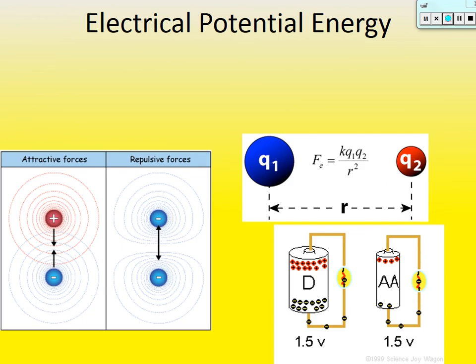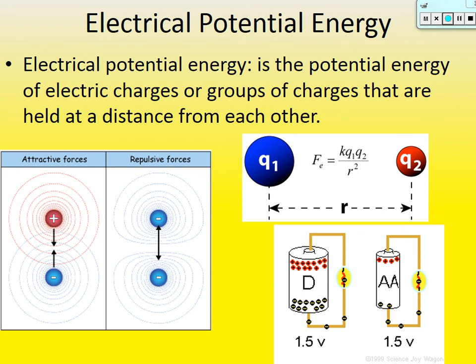Okay, let's move on. Electrical potential energy is the potential energy of electric charges or groups of charges that are held at a distance from each other. When I think of electrical potential energy, I just think of electricity and moving electrons. But there's more than that. You could have a proton and an electron. Is there an attractive force here? Yeah, they're attracted to each other. Or you could have two electrons, which are going to repel each other. There's electrical potential energy there.